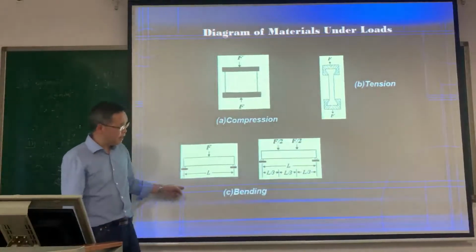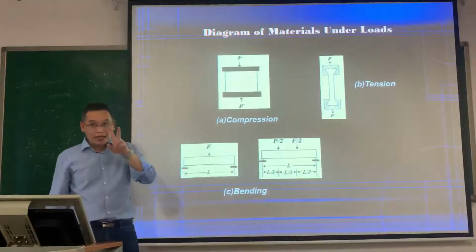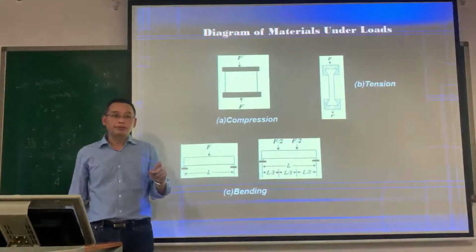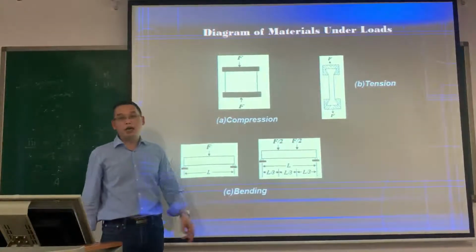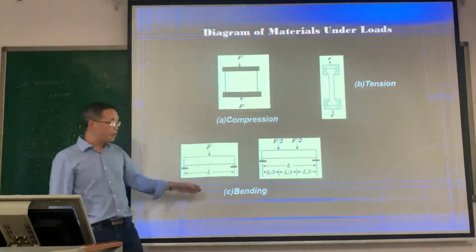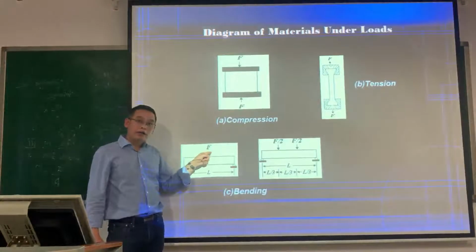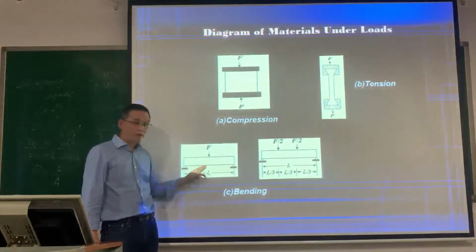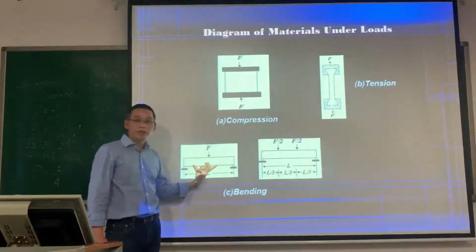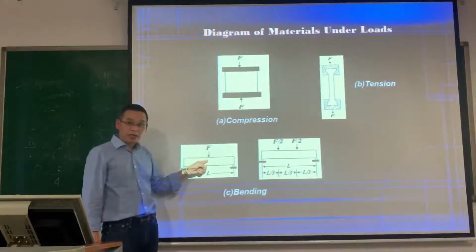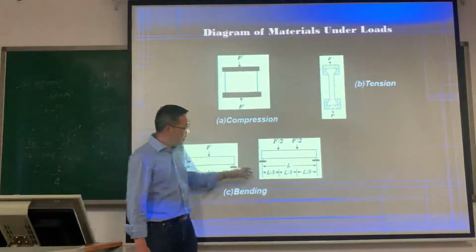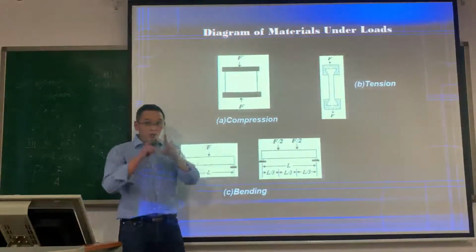For bending, we can have two kinds of methods to test the bending strength of the material. The first one, we put the force at the center of the specimen, and we can get its bending strength. And then we divide the force into two parts.